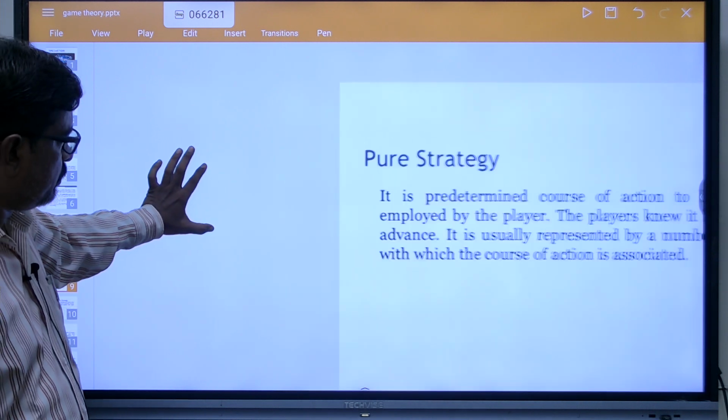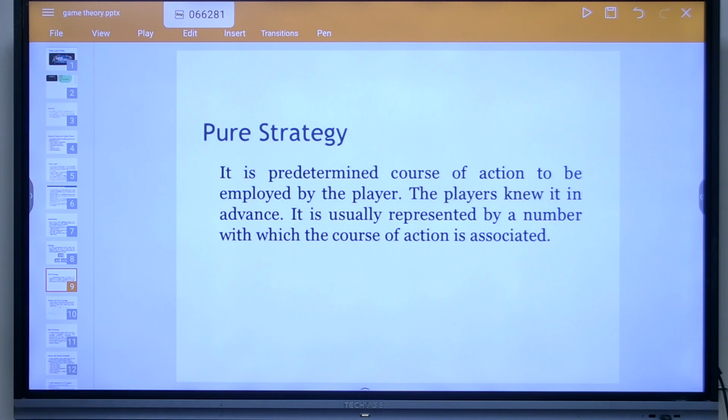Now, pure strategy. It is a predetermined course of action to be employed by the player. The player knows it in advance. It is usually represented by a number with which the course of action is associated.